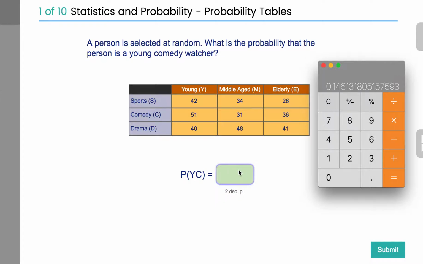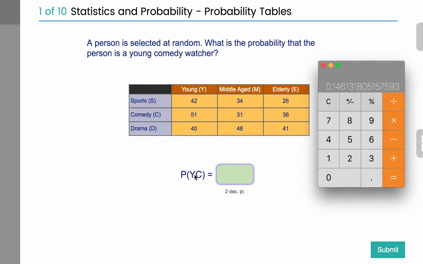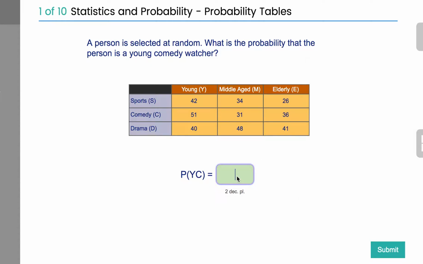To 2 decimal places. I'm not sure if it's asking for the percentage here. I think it might be asking for the percentage, in which case it's going to be 14.61%. The way to work out the percentage is just move the decimal point 2 places, because percentage is multiplying by 100 or out of 100. So if you want to, you could just do times 100 on your calculator, and it just moves the decimal place along. So it's 14.61. Okay, I think that's what it's asking for. I think that's what that big P stands for.